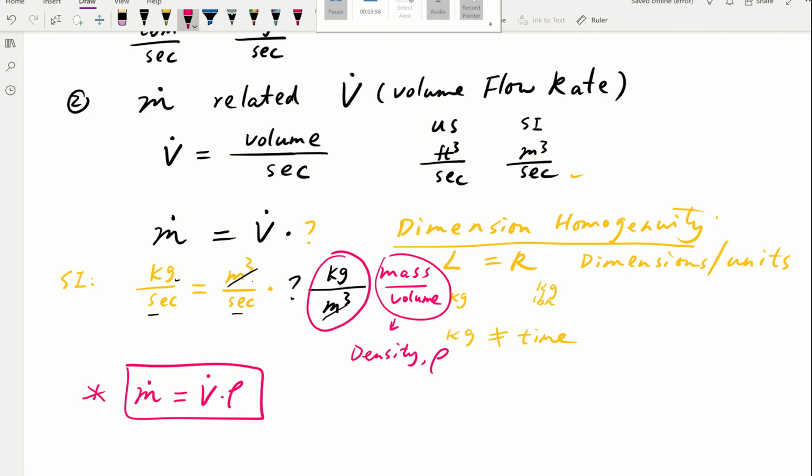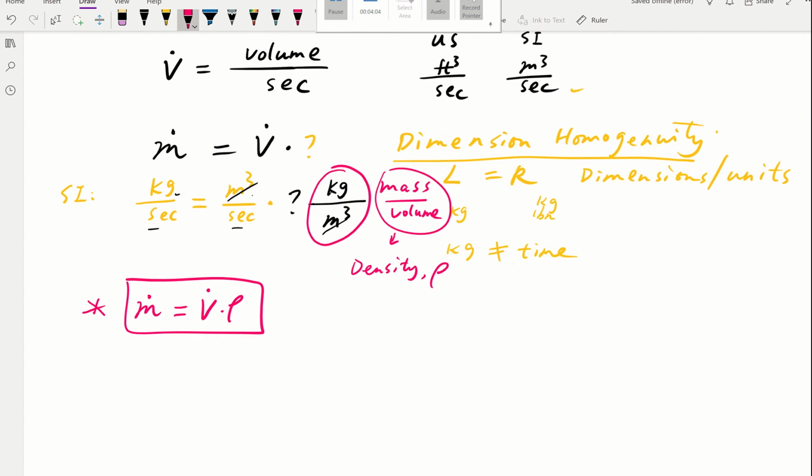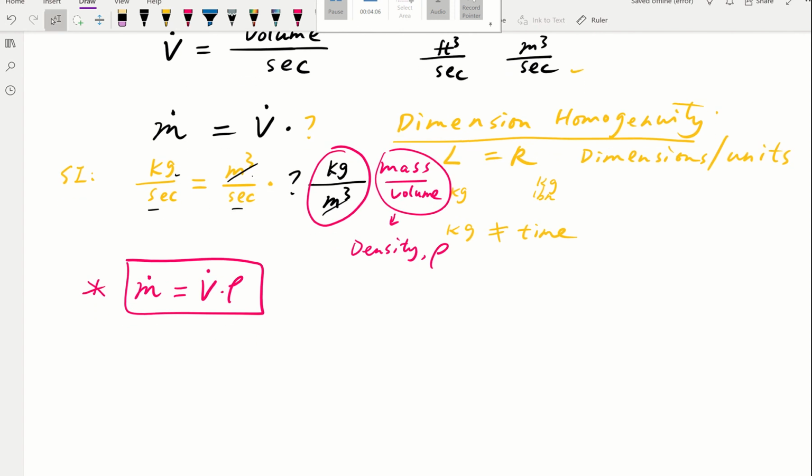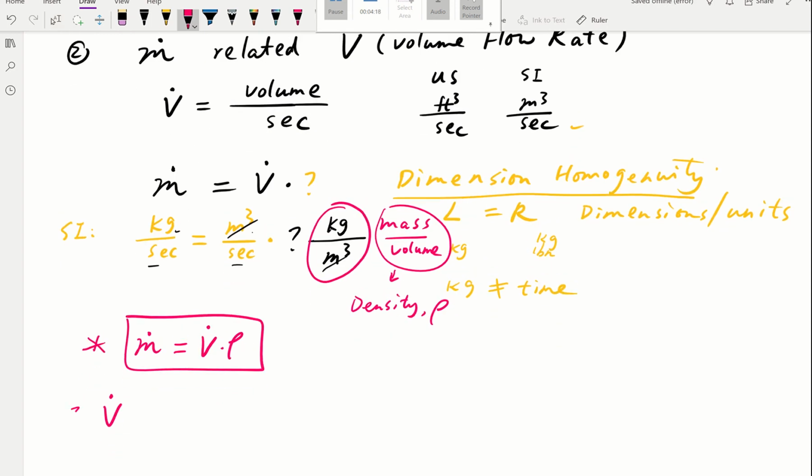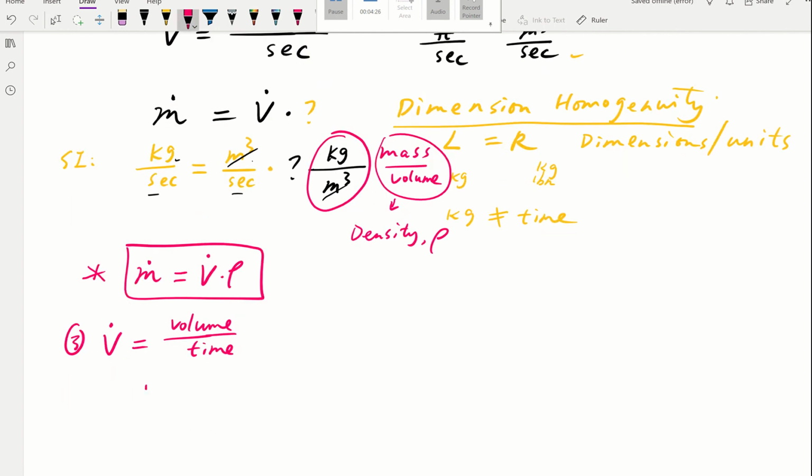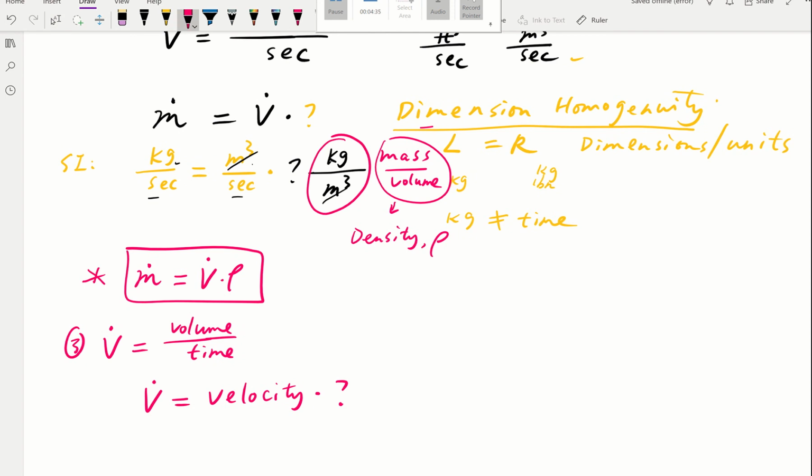And this is extremely helpful. Knowing that, we are going to review another quick concept about volume flow rate. Volume flow rate is volume over time, and volume flow rate is related to velocity. It's velocity times something. We're going to use dimensional homogeneity again to figure out this missing puzzle.